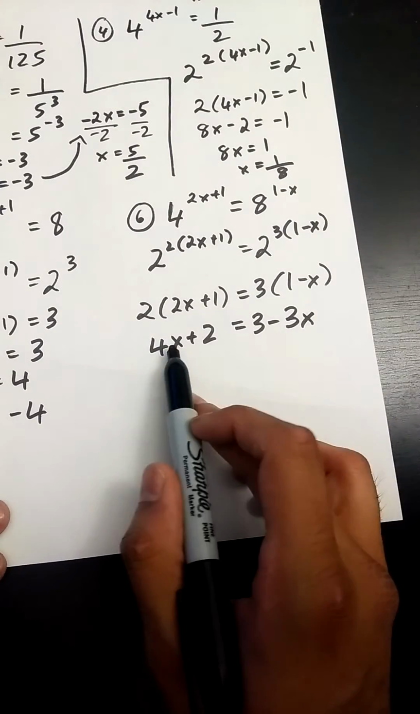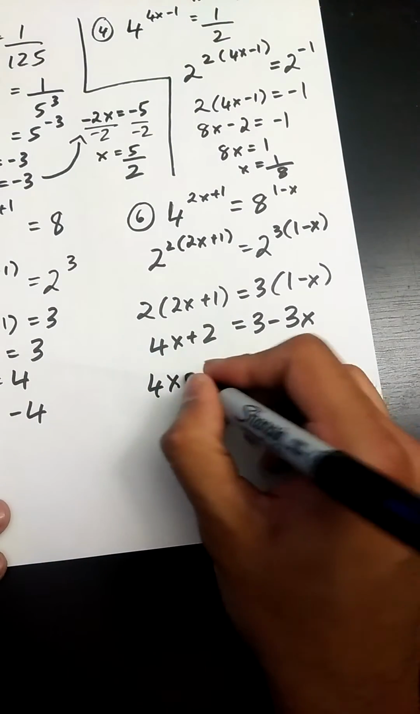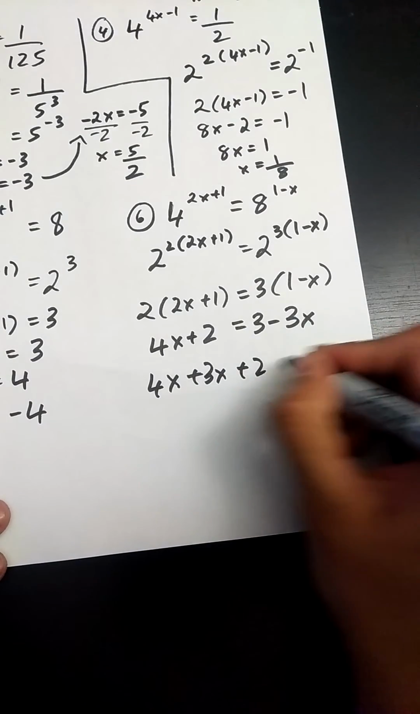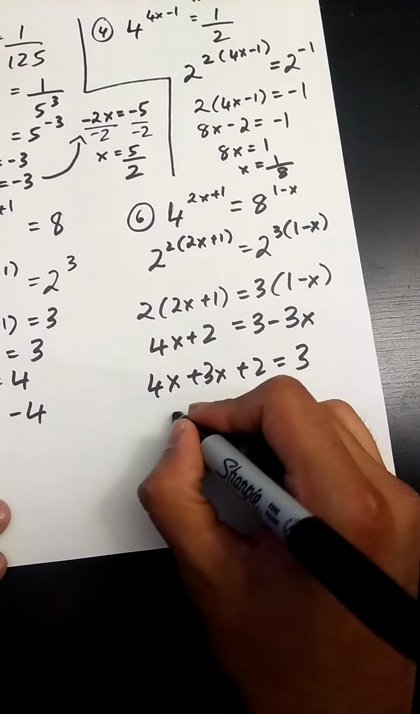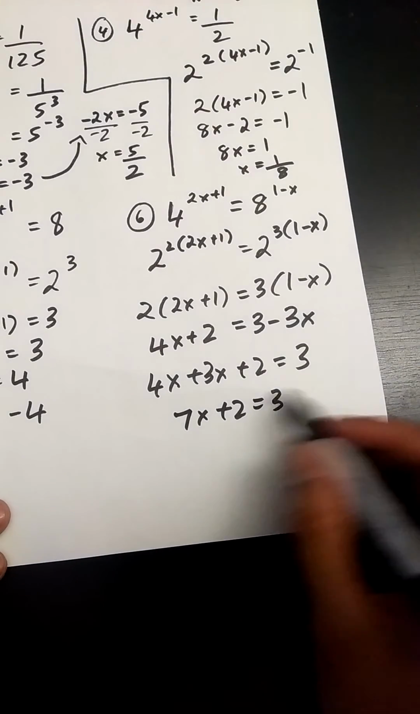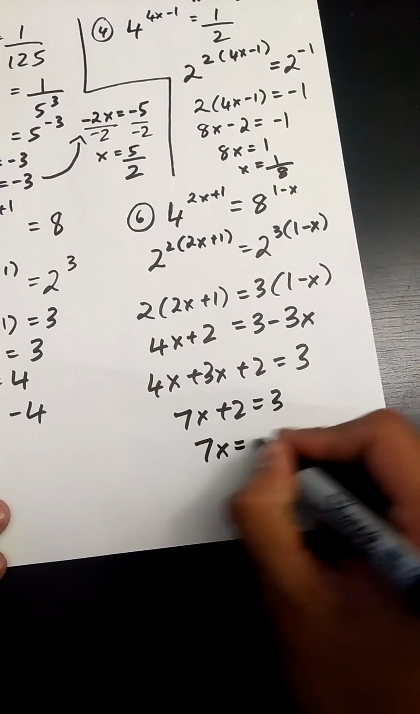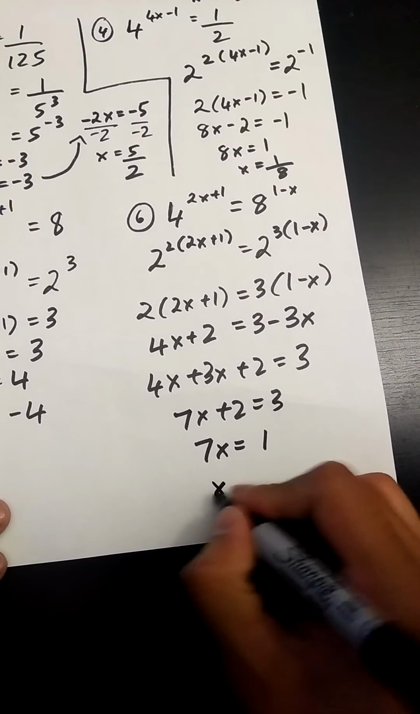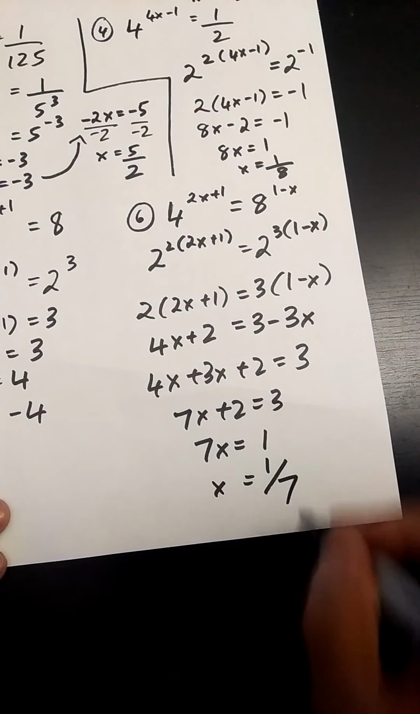I'm going to bring the x term to this side. So I have 4x plus 3x plus 2 equals to 3. 7x plus 2 equals to 3. I'm going to minus the 2 on the other side, so 7x is going to equal to 1. So x is going to equal to 1 over 7.